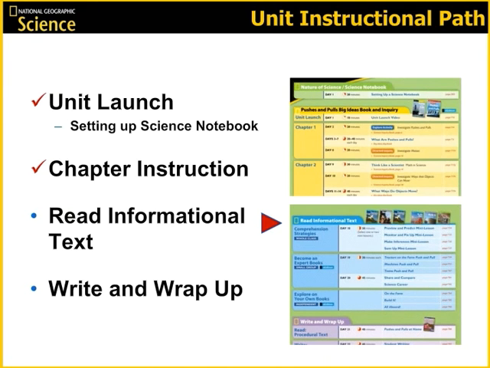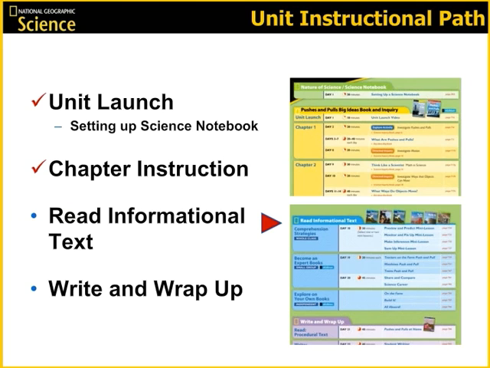Now that we've looked at the instruction for the unit launch and the chapters, let's move on to the blue tab, Read Informational Text. This section focuses on connecting science and literacy and helps students move deeper into the content at their own instructional level. Connecting science and literacy is a key aspect of the National Geographic Science program.